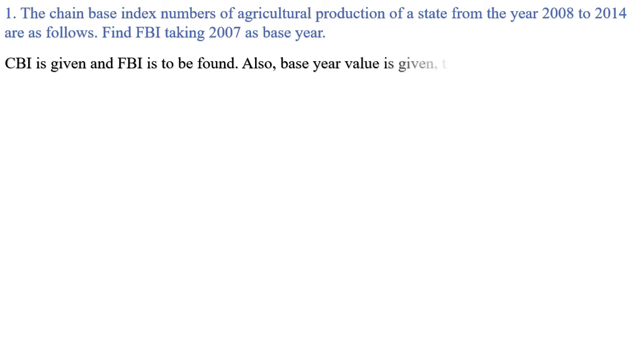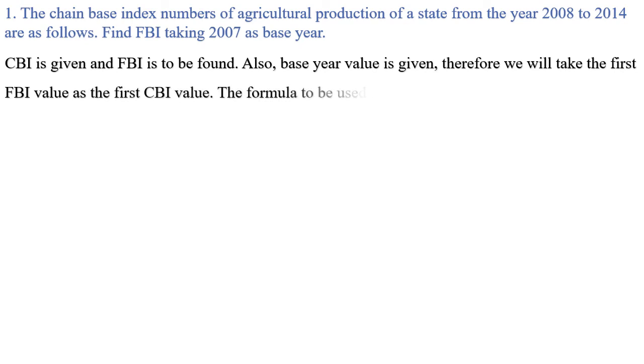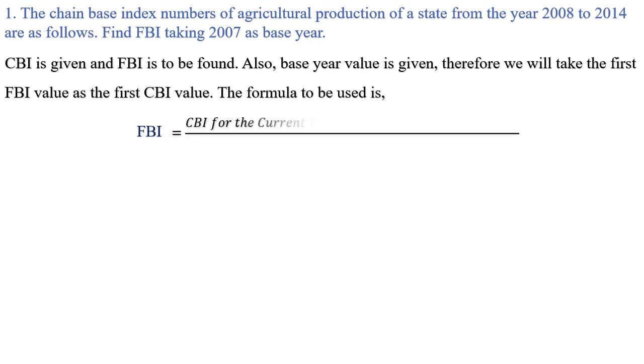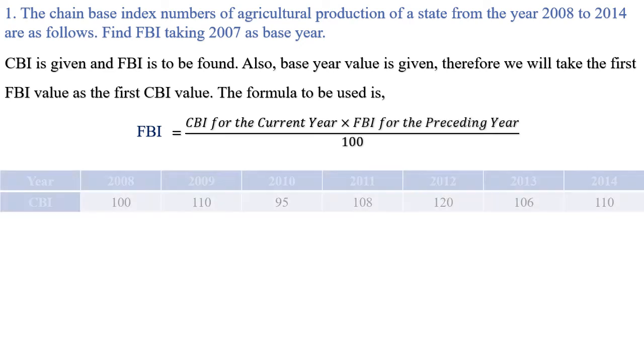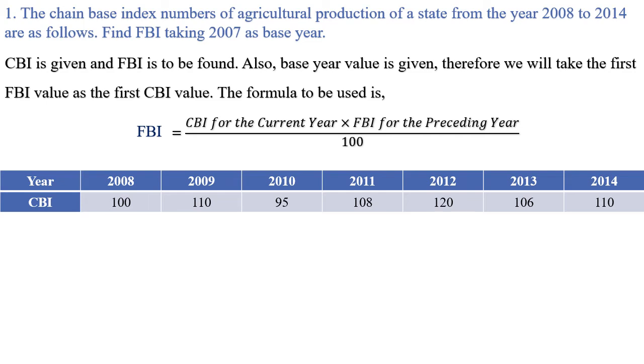Also the base year value is given for the FBI, and therefore we will take the first FBI value as the first CBI value. The formula to be used is FBI is equal to CBI for the current year into FBI for the preceding year divided by 100. Now the data is already given here. This is the data given in the question. Years are given 8, 9, 10, 11, 12, 13, 14. The CBI values are given 100 and 110 and 95, 108, 120, 106 and 110.